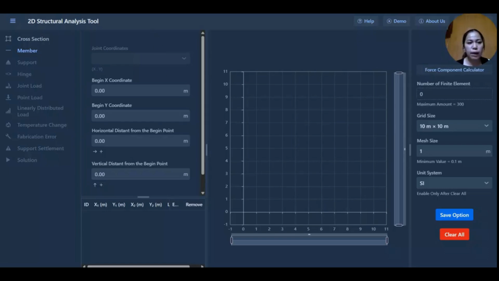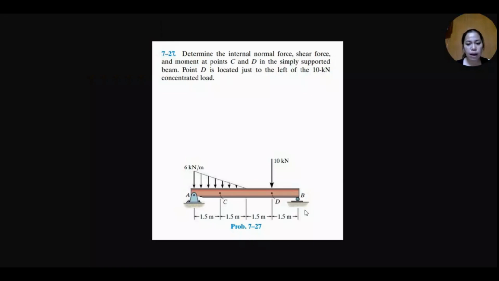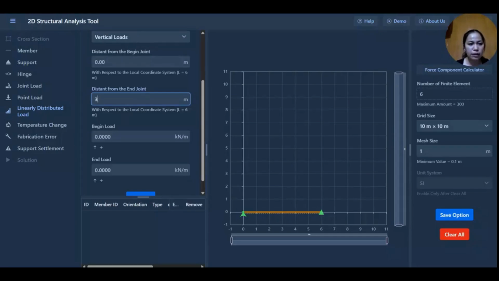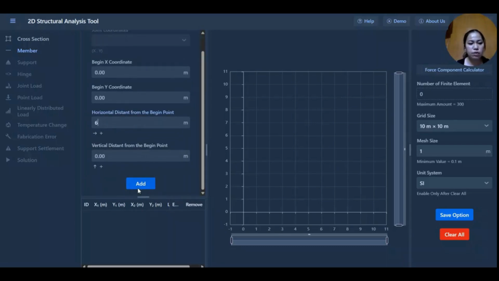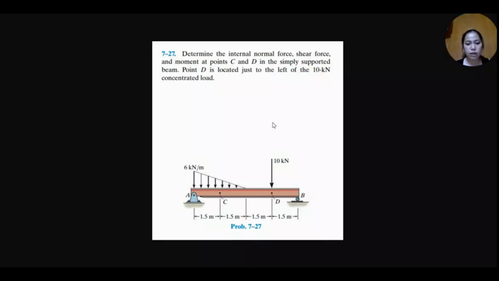So let's go back and check. Our member ends at 1.5 plus 1.5 plus 1.5 plus another 1.5, which is 6. So we just write 6 right here. For the vertical we don't have any, so we just keep it like this, and then you can scroll down and click add. So as you can see, we have our first member here. Yes, we only have one member.